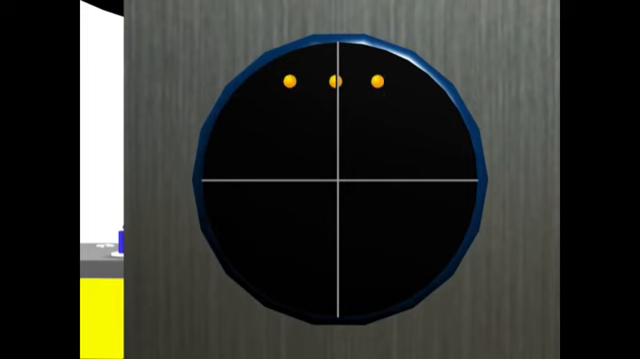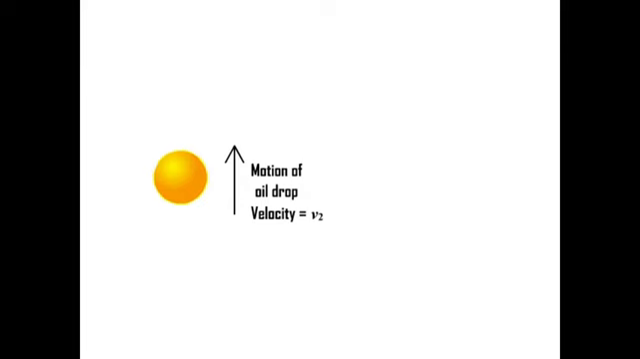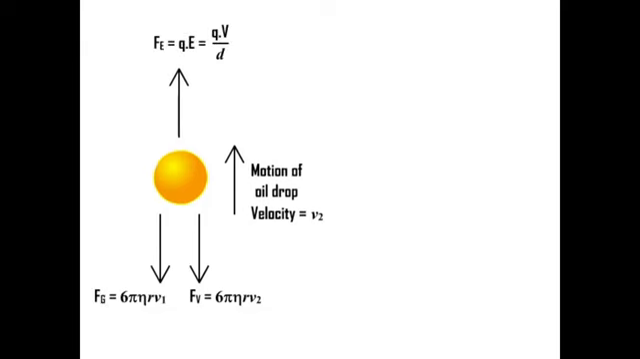Number two. The oil drop may rise up with constant velocity v2, which may be experimentally calculated by recording the time required for the oil drop to rise a certain distance. Now the viscous force acts downward because the oil drop is moving up. Since the oil drop is rising with constant velocity, all the forces acting on it should balance each other. That is, Fe equals Fg plus Fv, where Fv equals 6πηrv2 and Fg is 6πηrv1.